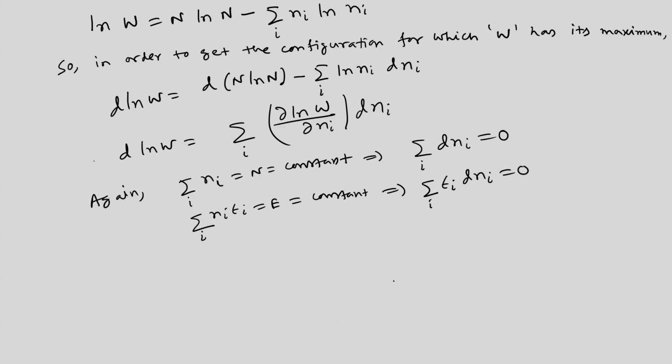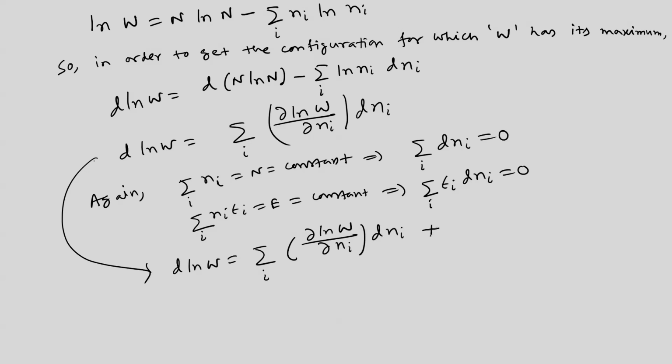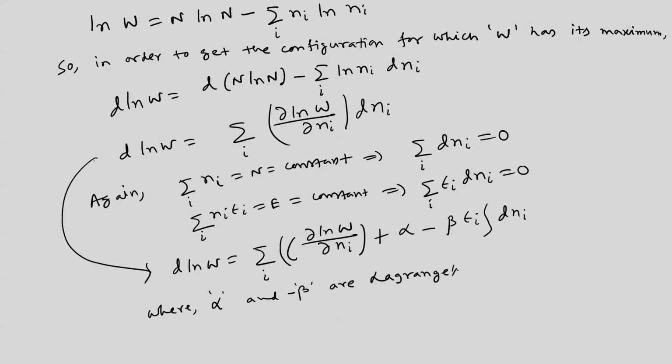Okay. Now what we do, we can write here d ln W is sum over i del ln W by del n_i dn_i plus alpha times sum over i dn_i, so we can take alpha inside, plus sum over i of minus beta epsilon_i times dn_i, where alpha and minus beta are Lagrange's multipliers.